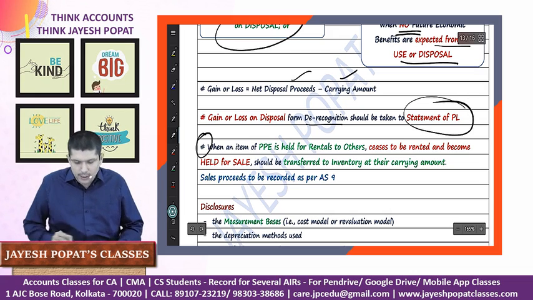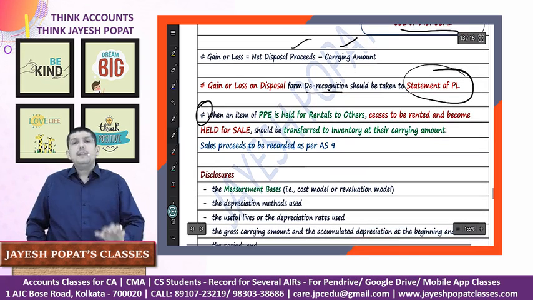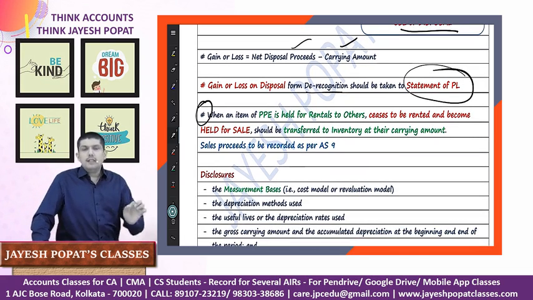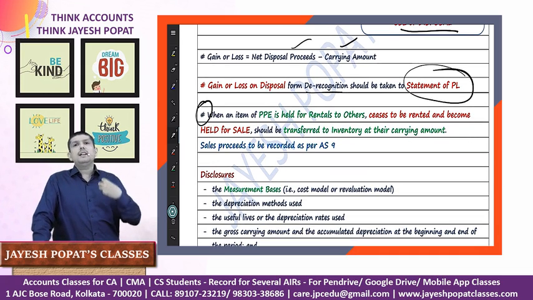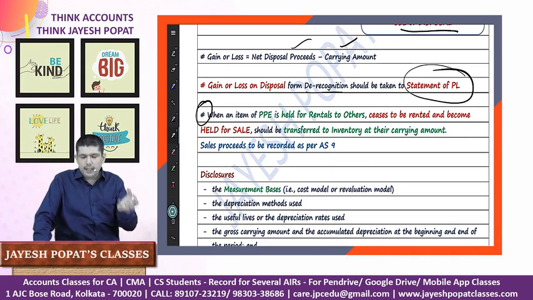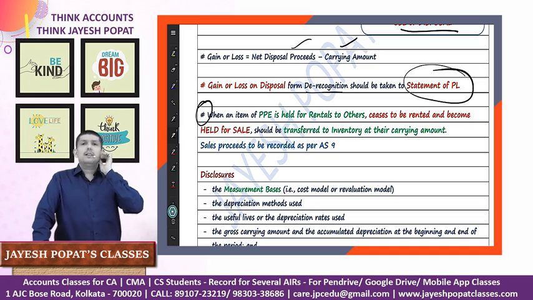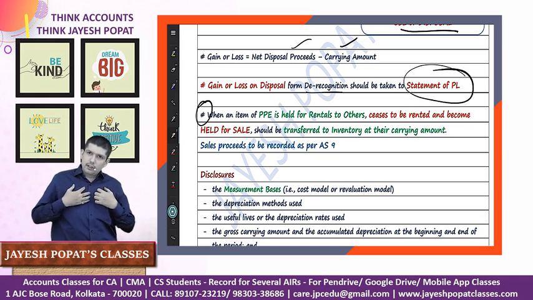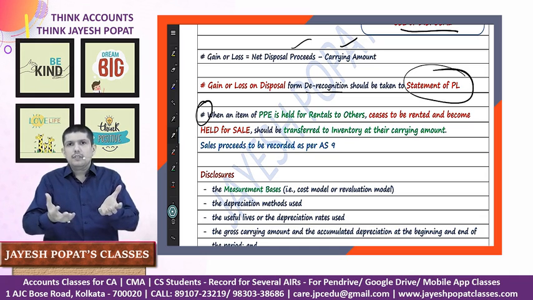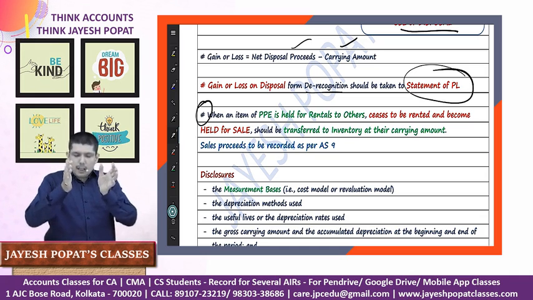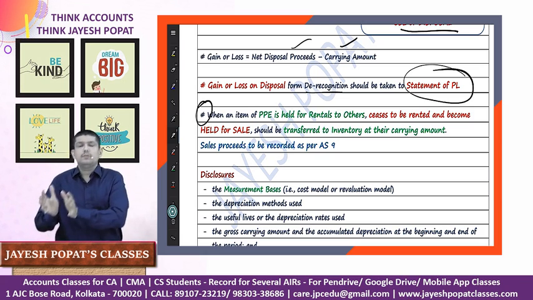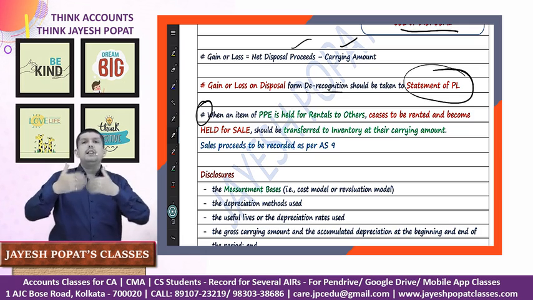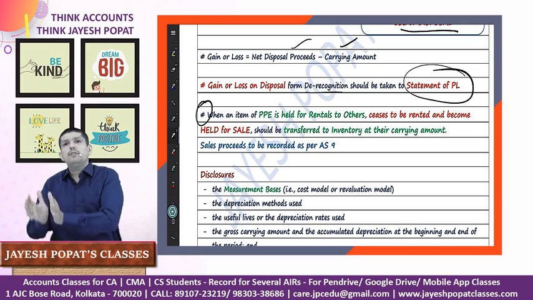Another important point, we said that the definition of PP is an asset held for use, or for rentals to others. So if you're holding an item of PP and you're giving it on rentals to other people, and after a certain number of years that particular asset you are selling off, right? Maybe I have a fleet of cars and I'm renting that fleet and earning rental income. A couple of cars in that fleet have become old and now I want to dispose of these cars. So I'm not using them for rentals. Now they are held for sale, right?